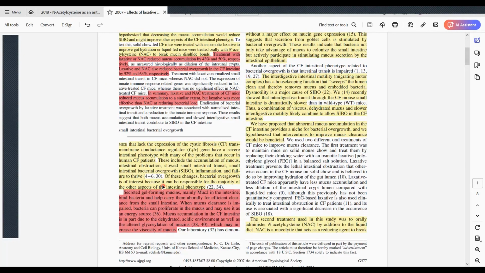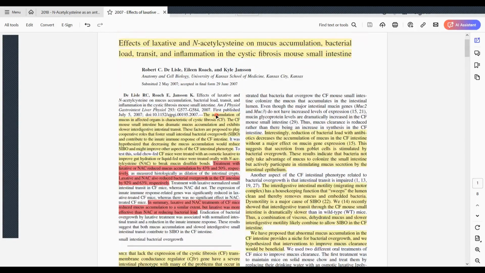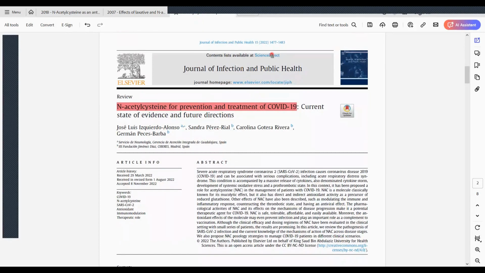So no worries in terms of taking the NAC and creating issues. If your mucus is already thin and doesn't have a bunch of disulfide bonds, the NAC isn't going to mess with that healthy mucus. And then just to wrap it up here, we started by saying another function of NAC is as an antiviral. And here's a paper from 2022 in the Journal of Infection and Public Health looking at NAC for prevention and treatment of COVID.